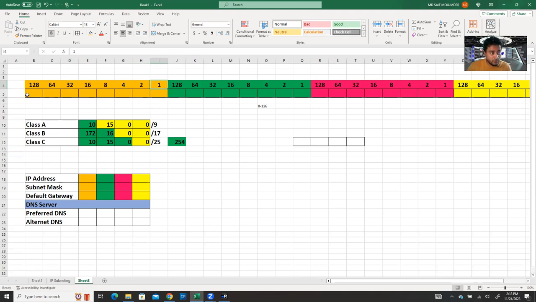Usually people start from the left: 1, then 2, then 4, then 8, from left to right. But here it's a little different. You have to start from right to left. So what is the first bit in our first octet? The first bit value is 128. Second bit value is 64. Third bit value is 32. Fourth bit is 16. Fifth is 8, sixth bit value is 4, seventh bit value is 2, right?